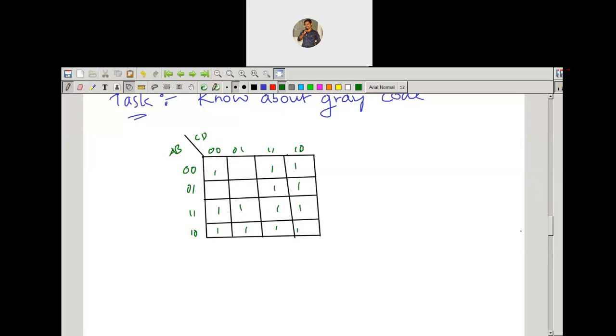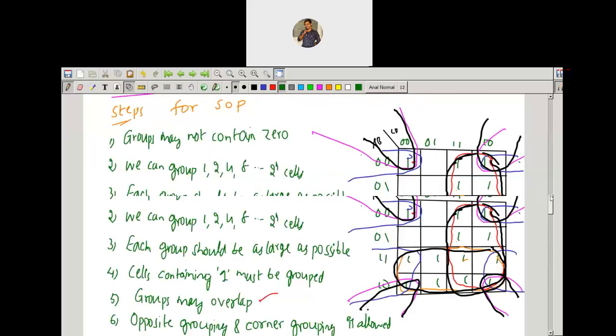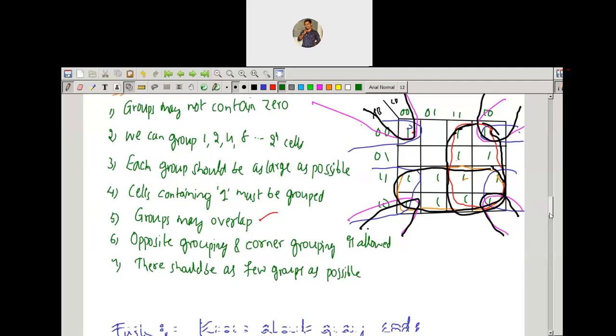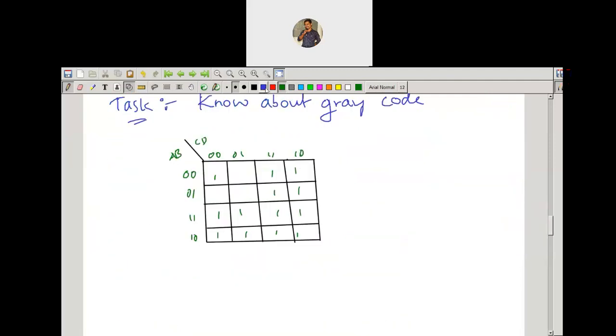I will tell you why I'm saying that each group should be as large as possible. You can observe this third point, each group should be as large as possible. Here I will tell you why. For example, I am grouping these two cells. Before that, here we can group one cell, two cells, four cells, and 8 cells. Like that, you can group 2 power n cells.